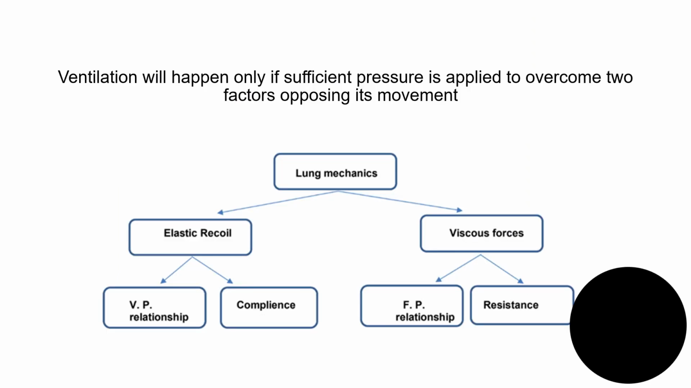And to conclude, when we're talking about ventilation, we understand that it will happen only if sufficient pressure is applied to overcome two factors opposing its movement. Those factors are the elastic recoil and the viscous forces, which we will go over each one of in detail. To understand the elastic recoil or the components forming the elastic recoil, we will have to go over the volume pressure relationships and the compliance. And to understand the viscous forces, we will have to go over the flow pressure relationships and the resistance.